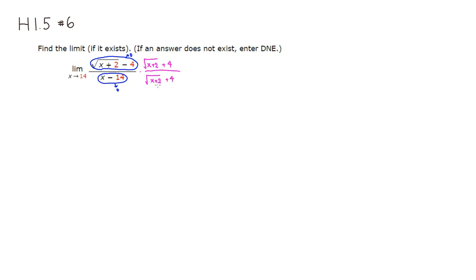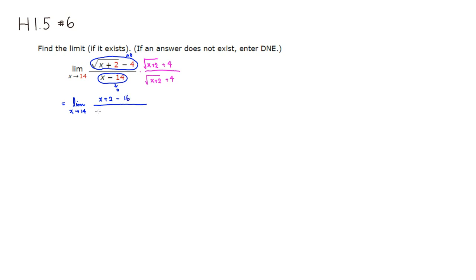Then this is going to be equal to the limit as x approaches 14. For the numerator, since you have a minus b times the quantity a plus b, we get a squared minus b squared. A in this case is the square root of x plus 2. If you square that, you get x plus 2. Minus, b is 4, so 4 squared is 16, so you subtract 16.